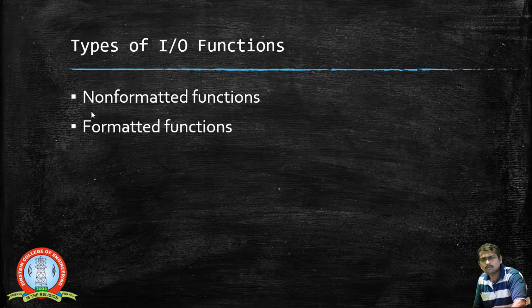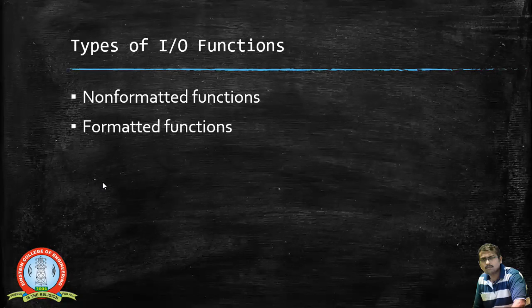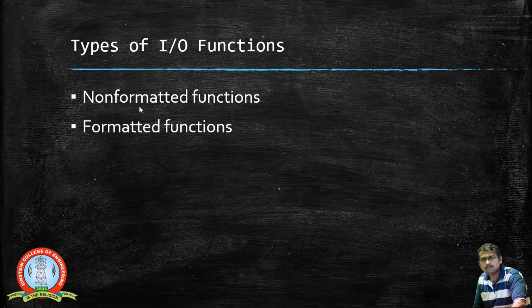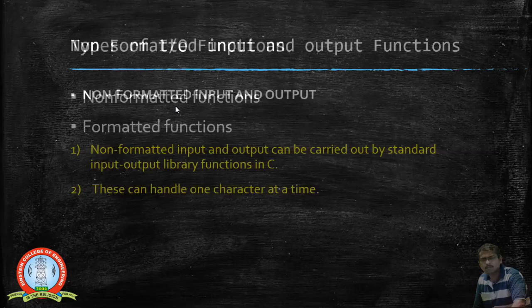Now we categorize these IO functions basically into two types. One we call the non-formatted functions, and the other is the formatted functions. We have just seen a lot of examples of the non-formatted as well as the formatted functions in the classes, but now we put them into categories, and we learn in detail about the non-formatted functions and the formatted functions.